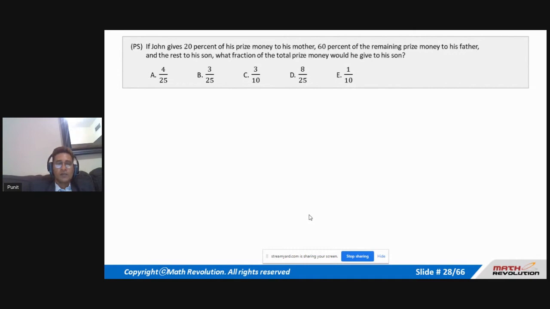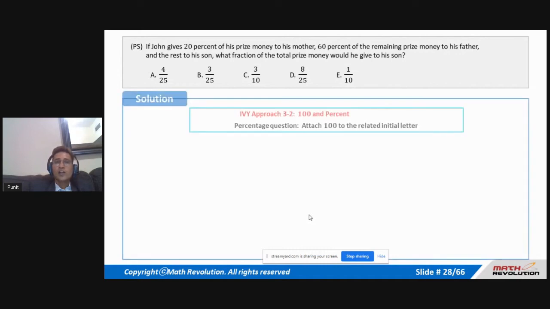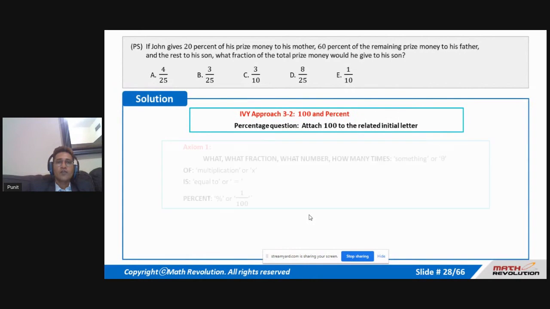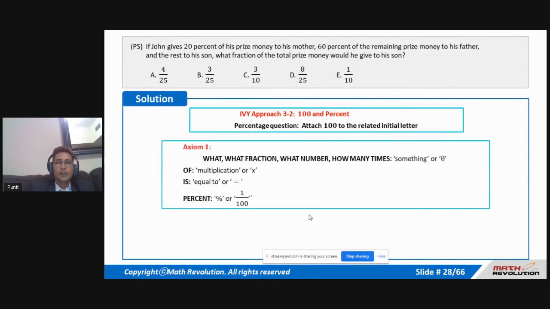If I take X, I'm gone. So I'll not go for it. I'll simply apply the IV approach for 100. Now, this is something axiom 1 that I have been talking about since the start.